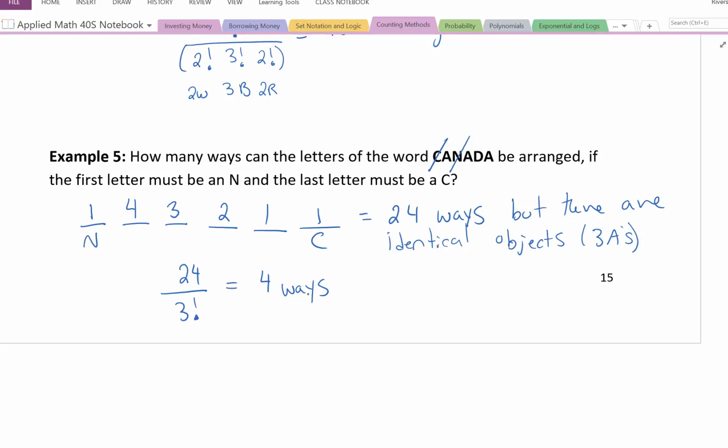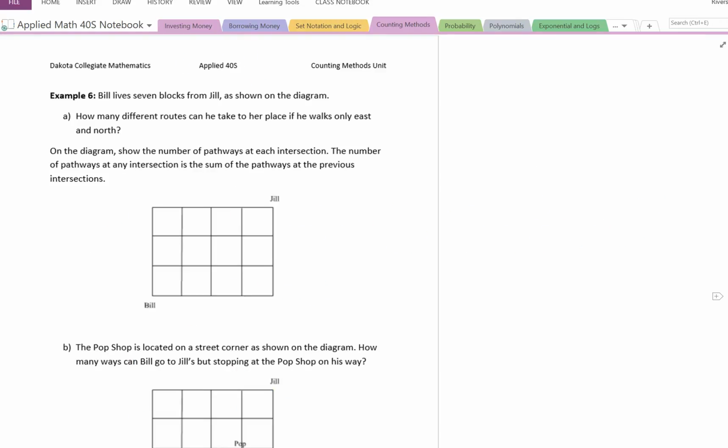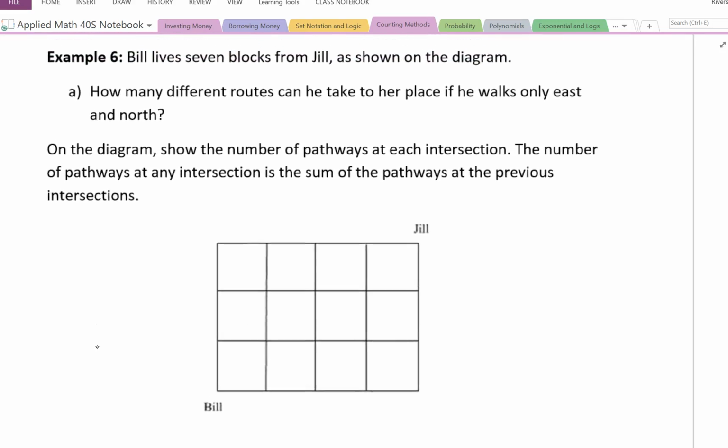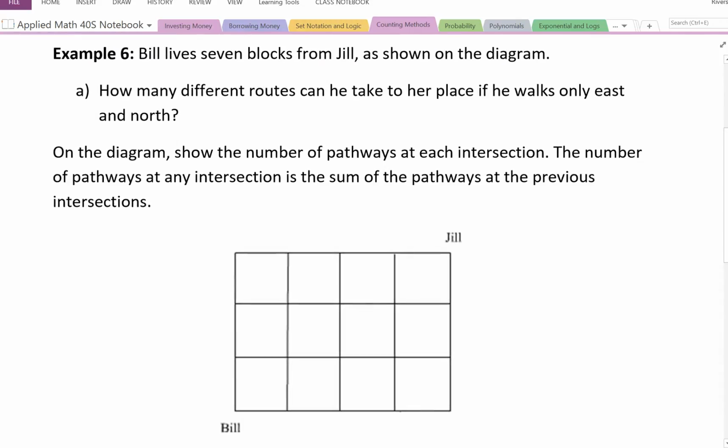Alright, let's take a look at a different looking example. The next couple of examples have to do with pathways. So in example 6, it says Bill lives 7 blocks from Jill as shown in the diagram. How many different routes can he take to her place if he walks only east and north? On the diagram, show the number of pathways at each intersection. The number of pathways at any intersection is the sum of the pathways at the previous intersections.